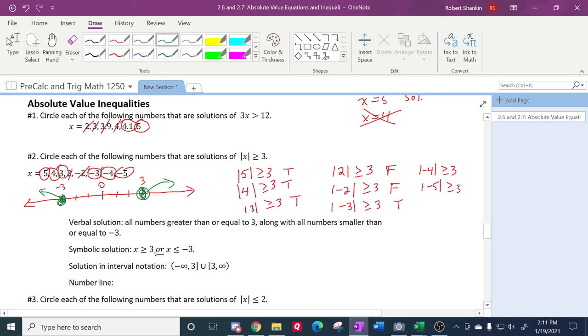If it had to be this and this at the same time, there's no number that is both to the right of this and to the left of that at the same time. It's just "or." Okay, and then in interval notation, this is the interval from negative infinity to negative, oops, it's supposed to be a negative sign right there, to negative 3.